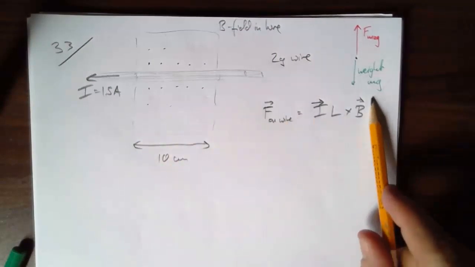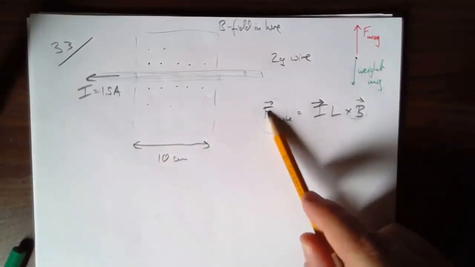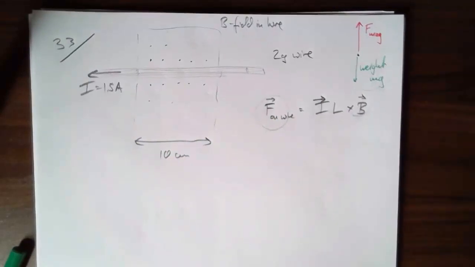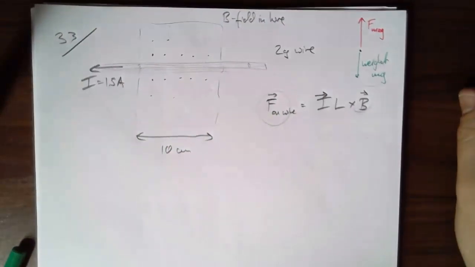The current is given, the magnetic field you work out, the force better be equal to the weight. And that's it. Not much to do here.